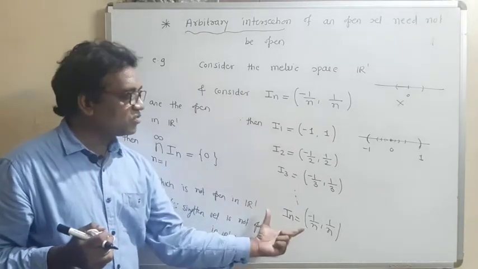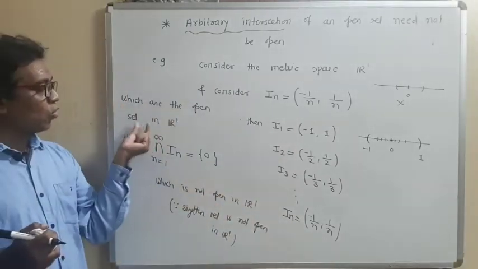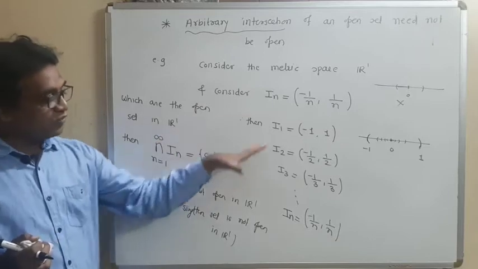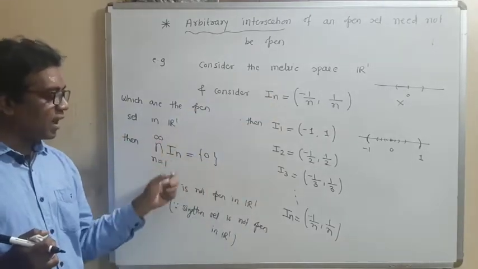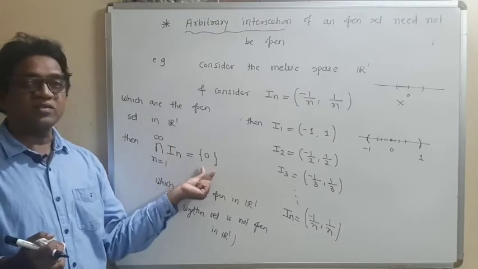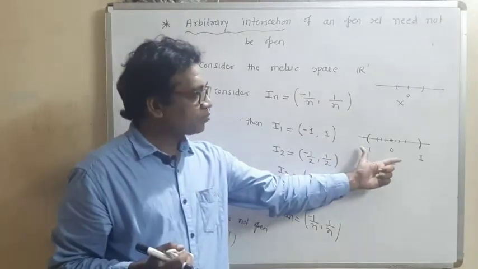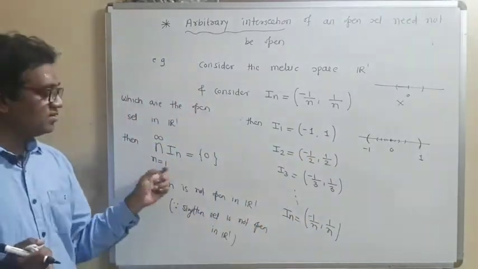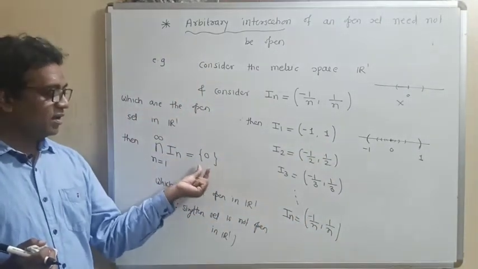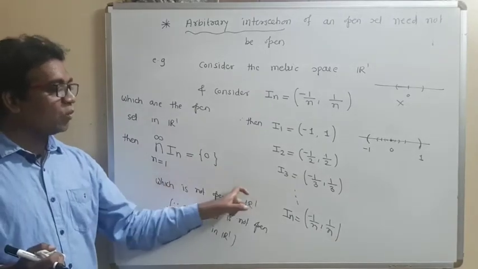So according to this concept, we can say that these are open sets in R1. But if we consider the arbitrary intersection of these open intervals, then what is this arbitrary intersection? It is nothing but the singleton set. We have shown here that the arbitrary intersection of all these intervals is nothing but the singleton set, and the singleton set is not open in R1.